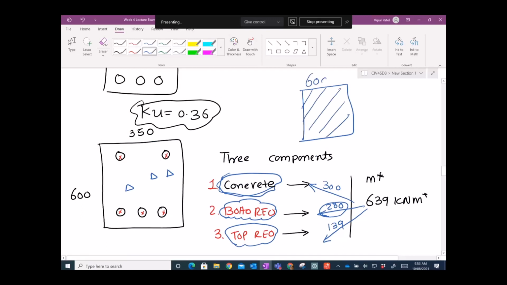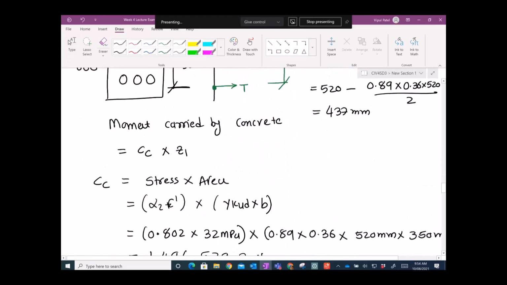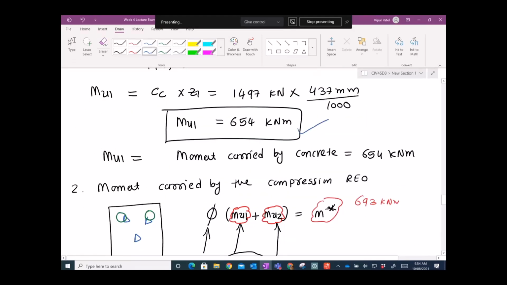Which is 350 by 600. How much moment will be taken by this block of concrete, let's say Mu1? We calculated that by just taking force times distance and so on, and we calculated the moment carried by this block of concrete, 600 by 350.